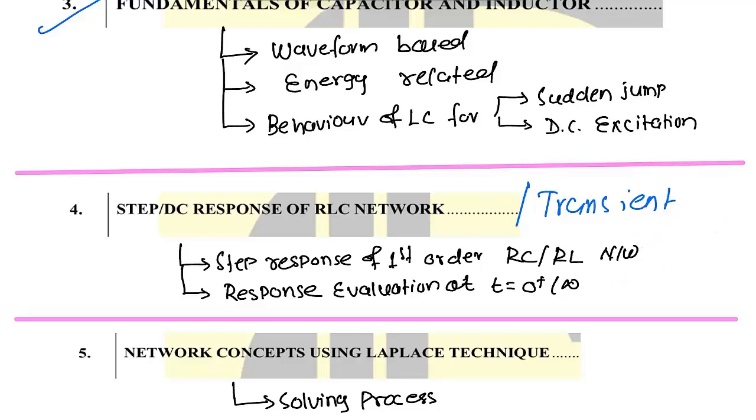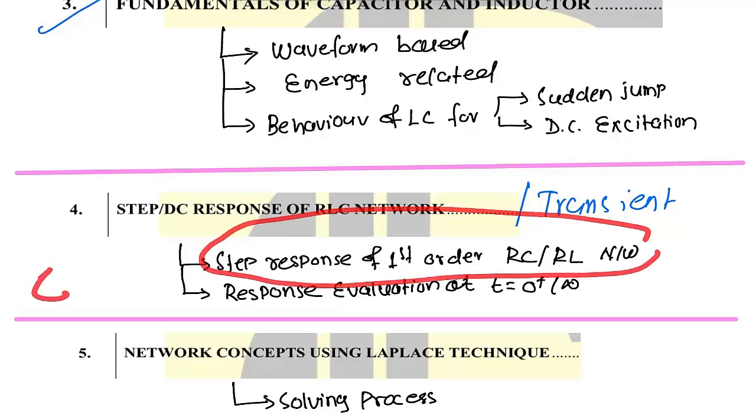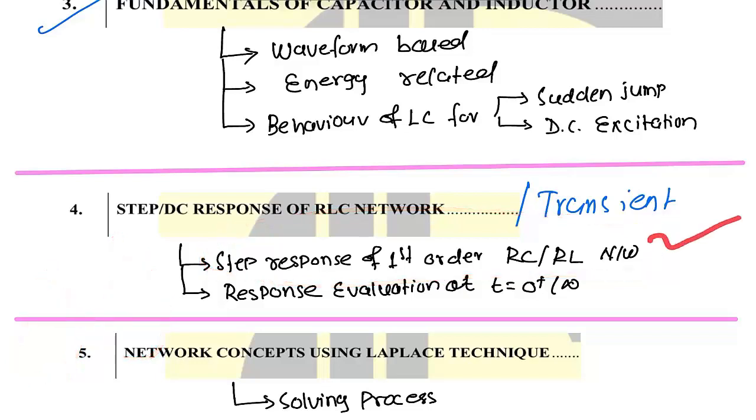One question is based on the step response of a first order RC or RL network, and the other one is response evaluation at t equal to 0 plus and infinity. They will give you a network containing one capacitor along with a bunch of resistors, or one inductor with a bunch of resistors. In those kinds of networks, they will ask you to find some voltage or current.